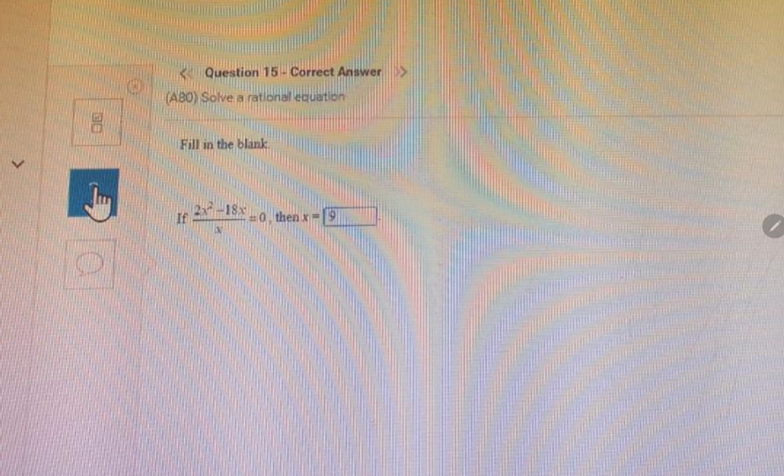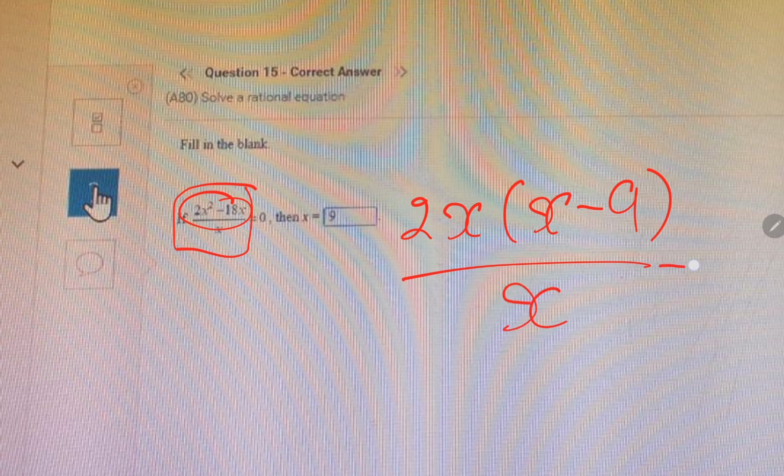Okay, so now for question number 15. We need to solve a rational equation. Whenever we have something like this, first we need to expand the numerator. We're gonna make it into the simplest form it can be. So it's gonna be 2x times x minus 9 over x is equal to 0. Now see, can we cancel anything in numerator and denominator? Yes. Now we're left with 2 times x minus 9.